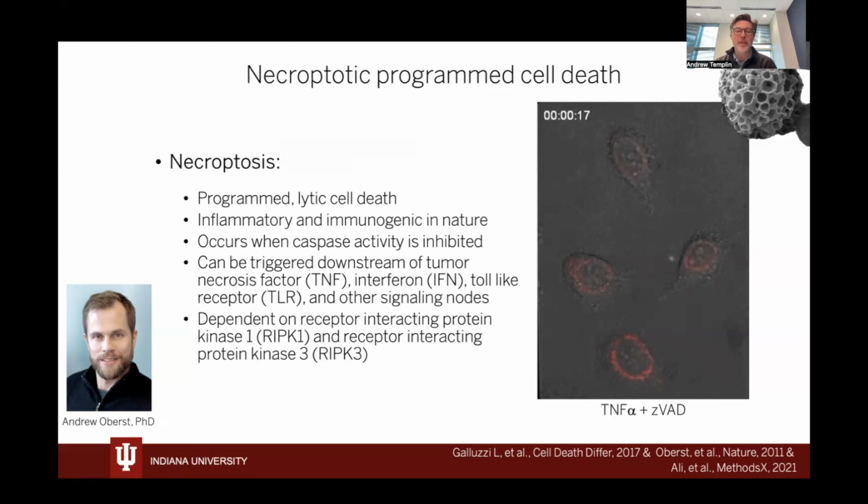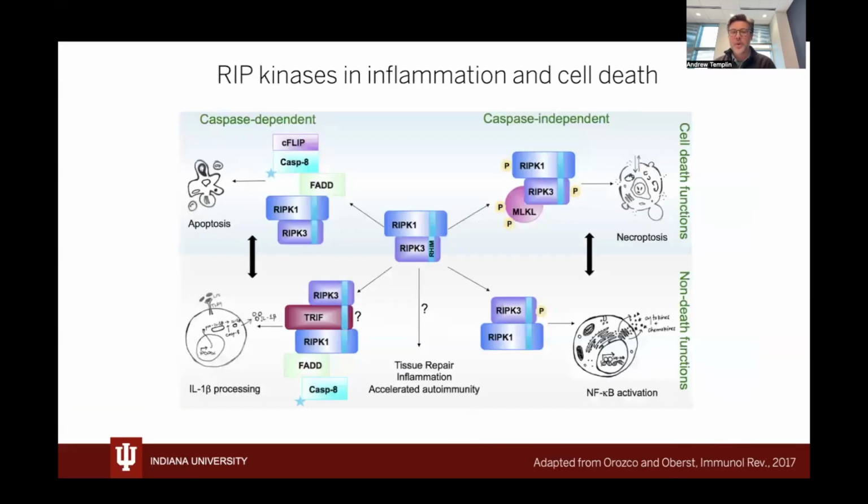And we became interested in this biology in collaboration with Andrew Oberst at the University of Washington. And when Andrew was doing some work on this, he was able to image necroptotic cells where he treated with TNF-alpha and a pan-caspase inhibitor called ZVAD. And the morphology of this cell death is quite different from what we see with apoptosis and is consistent with this programmed lytic cell death. So what's known about RIP kinases, generally speaking?